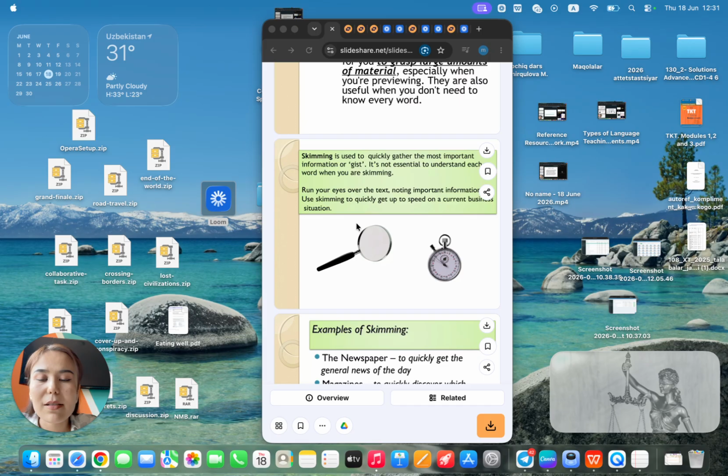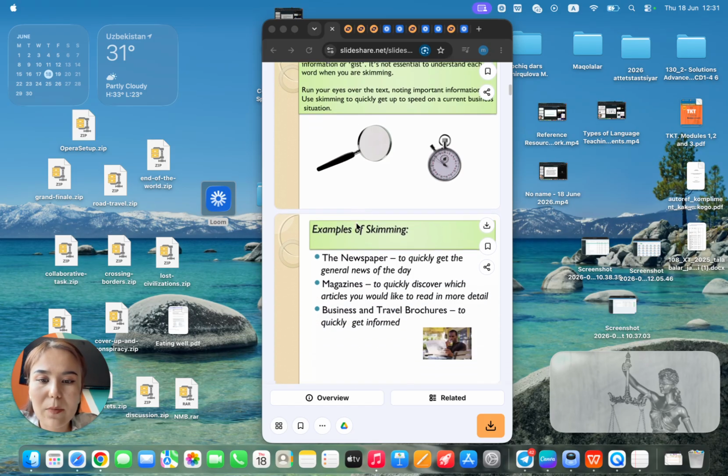And skimming is used to quickly gather the most important information or gist. It is not essential to understand each word when you are skimming. Run your eyes over the text, noting important information. Use skimming to quickly get up to speed on a current business situation.